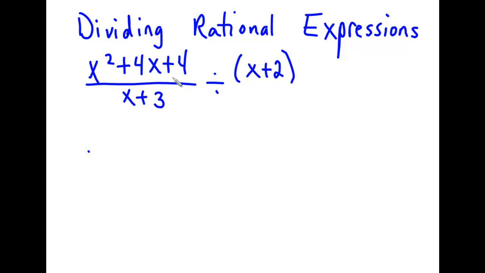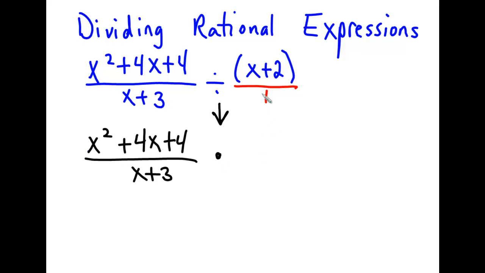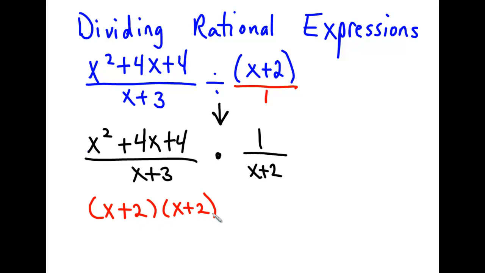In the first example, I have x squared plus 4x plus 4 over x plus 3, divided by x plus 2. Remember, there's an understood 1 underneath the x plus 2. Now I will follow the rules of fractions: I keep the top fraction, change the division symbol to multiplication, and flip the second fraction. Now I need to factor. X squared plus 4x plus 4 is the same thing as x plus 2 times x plus 2, and this is over x plus 3.